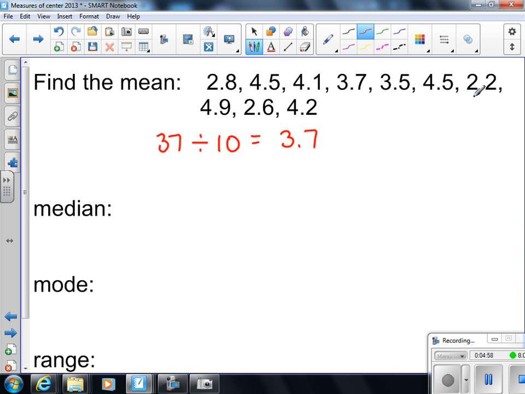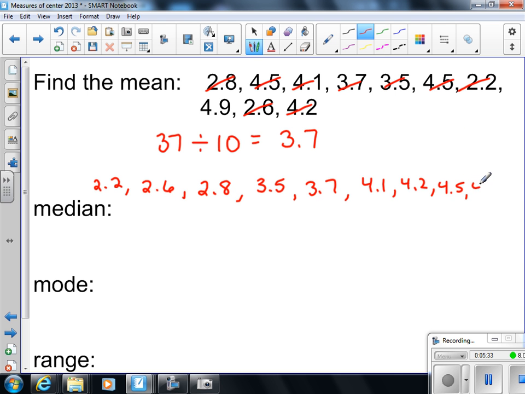So what's the smallest? Looks like 2.2. What's next? 2.6. Then 2 8/10. Okay, look for your 3s. 3 5/10 looks like comes first, and then 3 7/10. And your 4s, 4 1/10, 4 2/10. I have two 4 5/10s, and the 4 9/10. About to run out of room there.